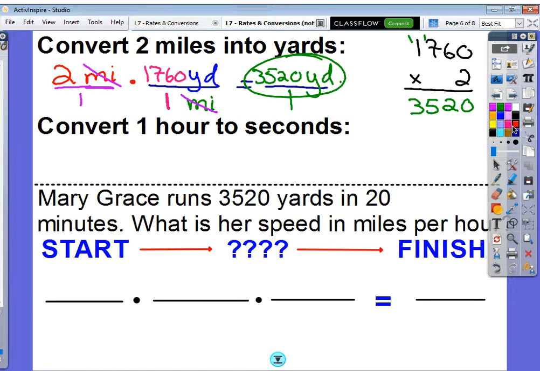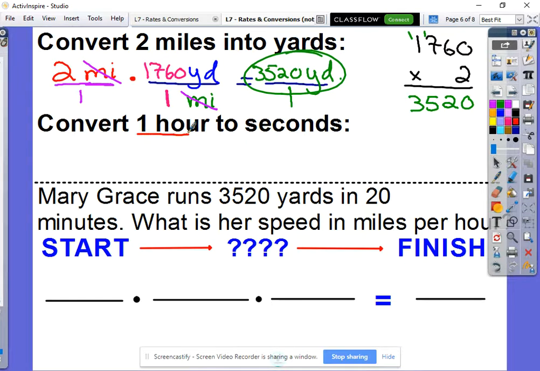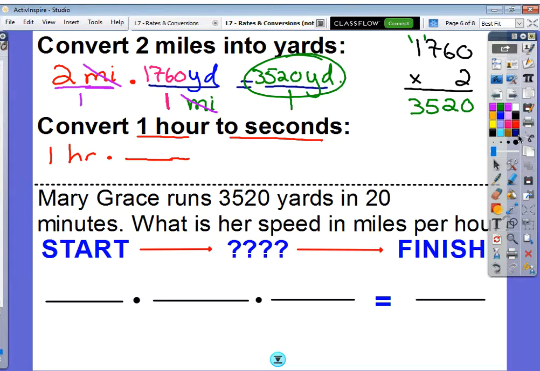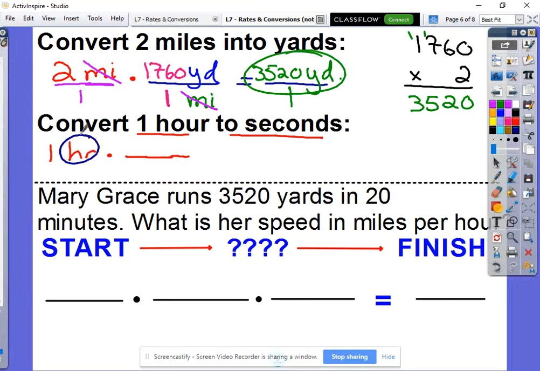We already know this answer, the 1 hour into seconds, but I wanted to show you how that would work. You would write down your 1 hour, you would multiply by the fraction, that equivalent ratio. So we're trying to cancel hours. So since we're trying to cancel the hours, hours goes on the bottom because it was on the top. It always has to be the opposite side that it was on.